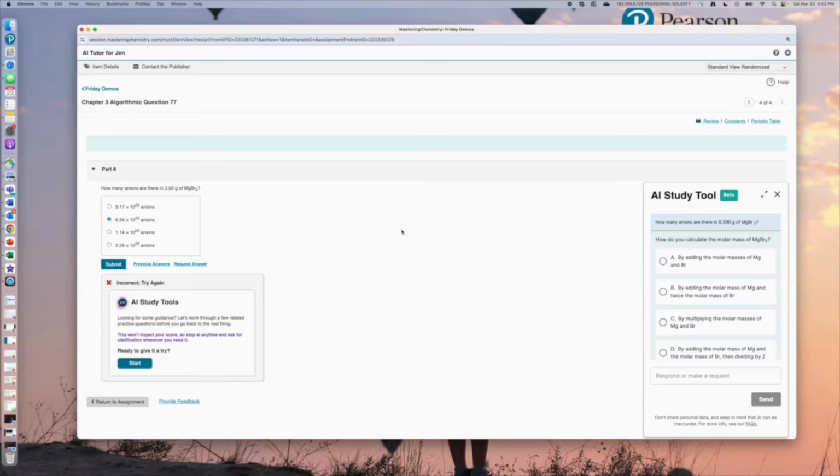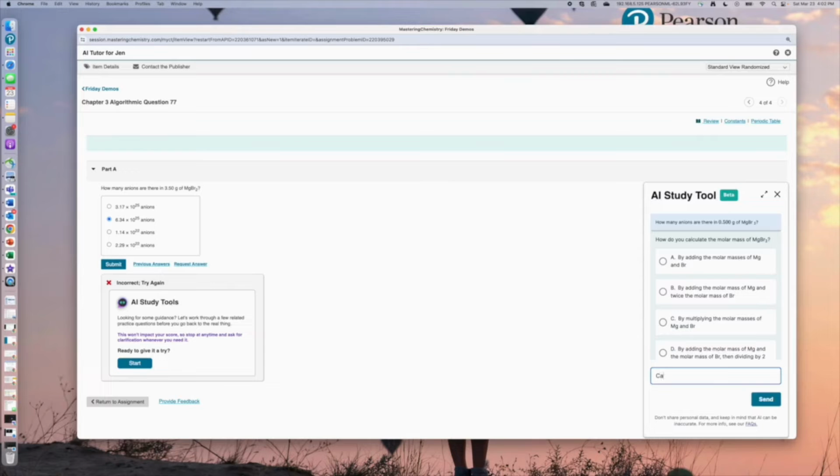Now, if it was a conceptual problem, it would be slightly different. Instead of giving them a series of steps, we would give, well, what are the prerequisite concepts you need to understand? So imagine it's a chemical bonding problem, and it asks about polarity. We would ask about electronegativity, which is a sort of a prerequisite concept for that. But let me show you how it works.